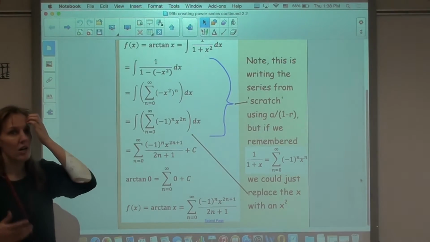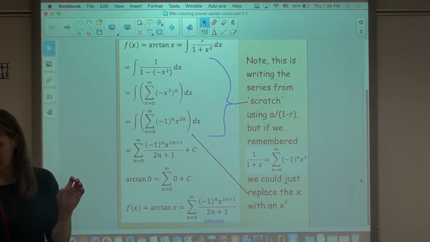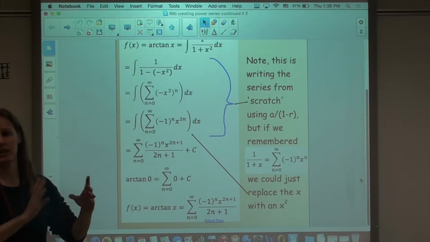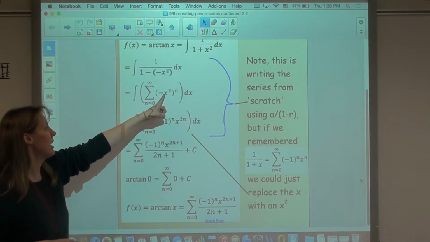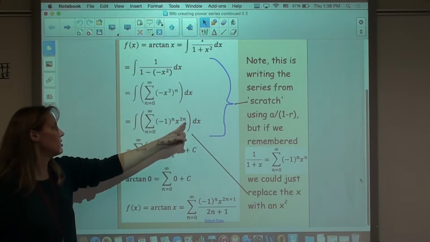Whenever you have a coefficient with your x, separate it. All right? You don't want to have 3x to the n. You want x to the n. So if you have a coefficient, separate it. Here, this negative, make it its own thing. So negative 1 to the n, x to the 2n.